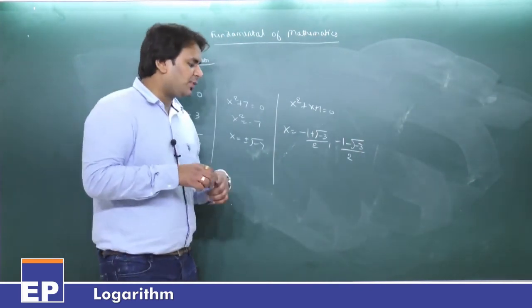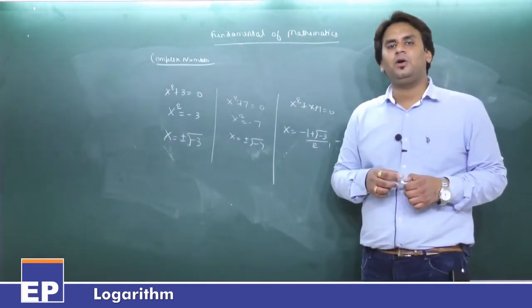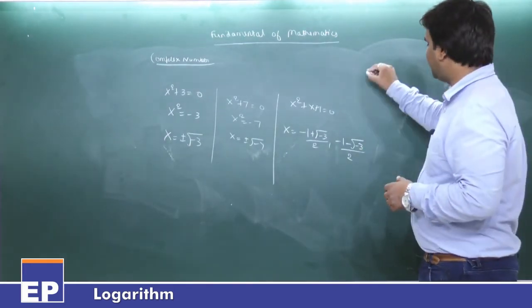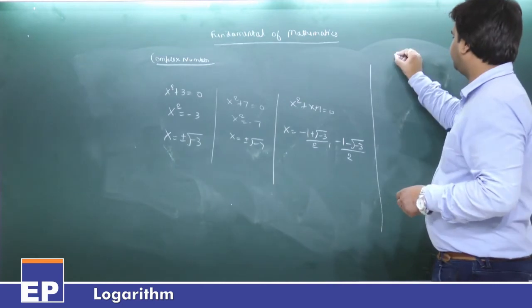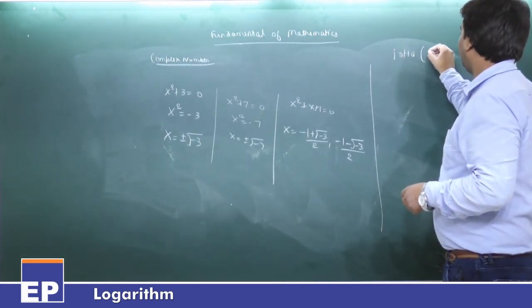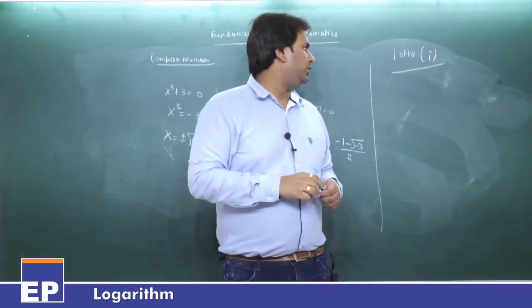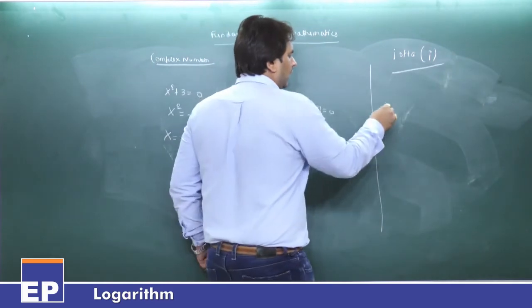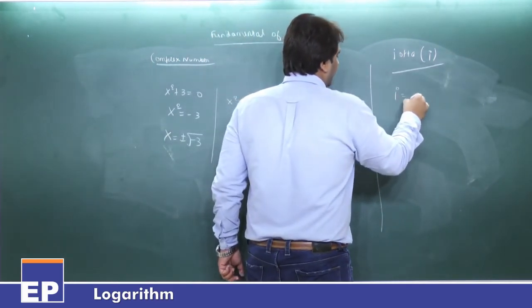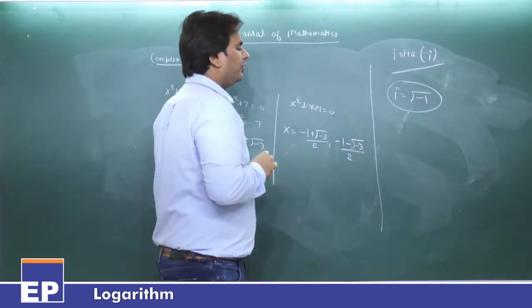To remove this problem, one symbol is used. That symbol is called iota, and the symbol for it is i. What is iota? Iota is equal to under root of minus 1.